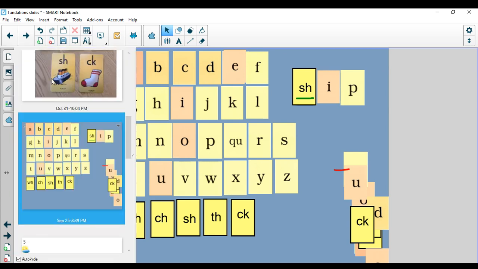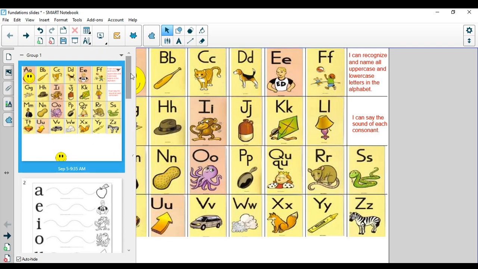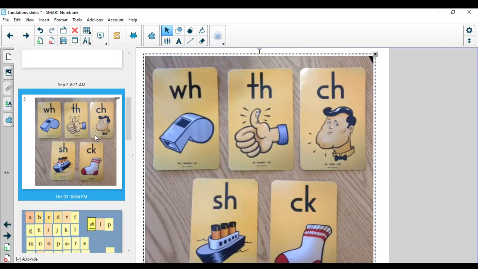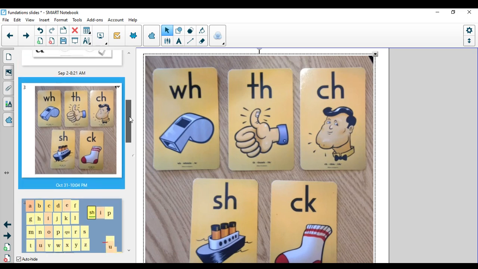Boys and girls, I have sent home your student notebook with you in your bag of take-home things. At the very back, you will see a page that has a picture of the digraphs. You may go ahead and color those digraph pictures. WH whistle w, TH thumb, CH chin ch, SH ship sh, and CK sock. And each day I'd like you to go through and practice saying those sounds. The more you practice, the easier those are going to be to read when you see them as you're reading books and stories on your own.